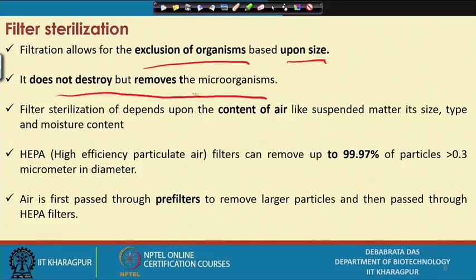Am I right? But in the case of filtration, it is not the destruction of the cells. You physically separate the cell from the air. So this exactly does not destroy but removes the microorganism. Filter sterilization depends upon the content of air, like suspended matter, its size and type of moisture. I want to point out here that I work with the citric acid industry.